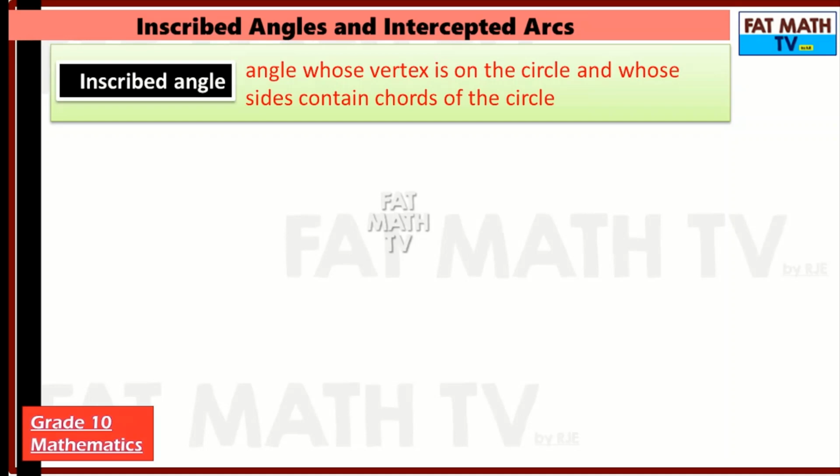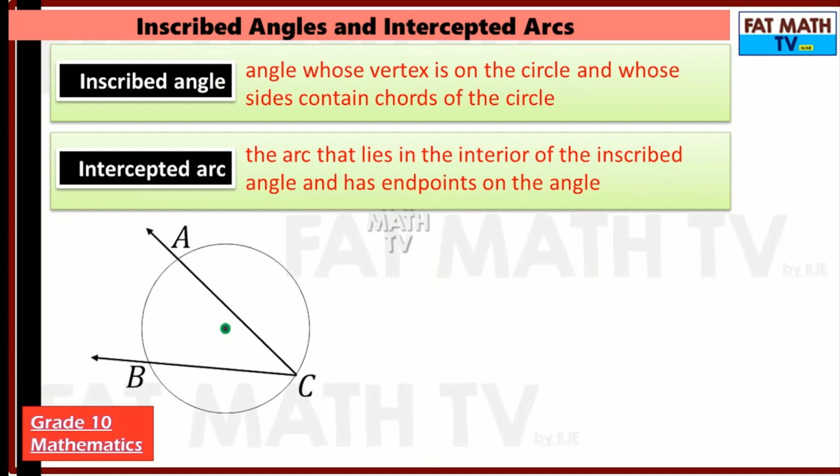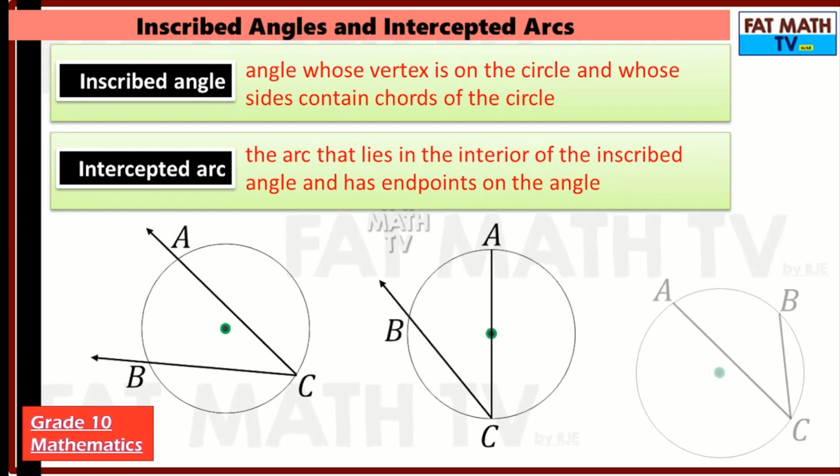Inscribed angle: an angle whose vertex is on the circle and whose sides contain chords of the circle. An intercepted arc is the arc that lies in the interior of the inscribed angle and has endpoints on the angle. So we have here three cases.